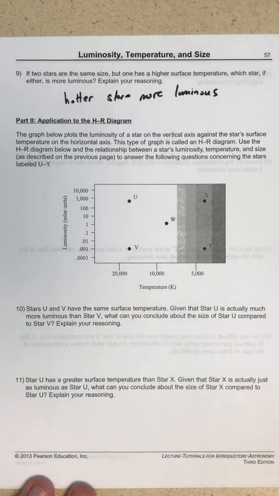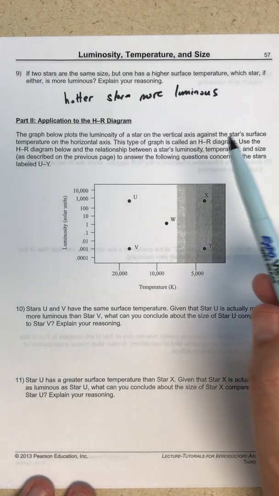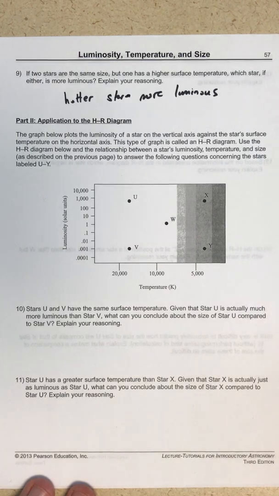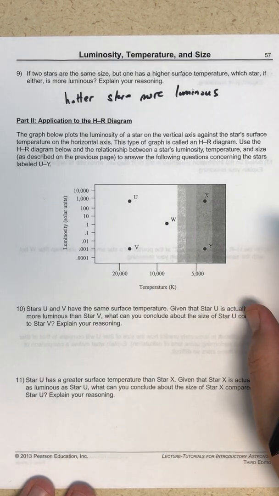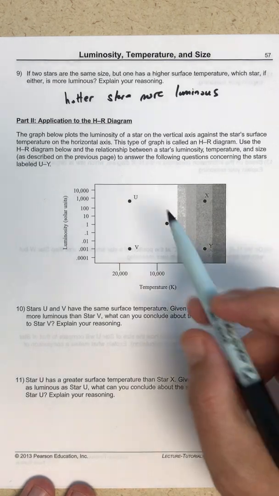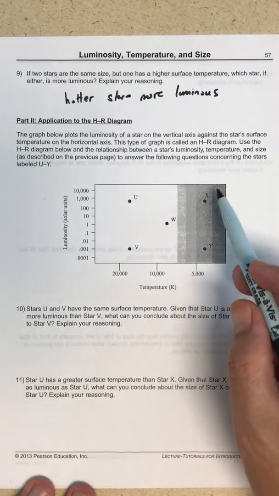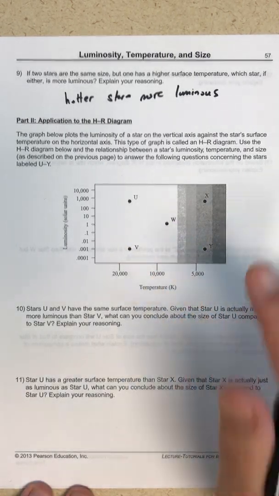All right, so this graph is called an HR diagram, the Hertzsprung-Russell diagram. Use the HR diagram below and the relationship between a star's luminosity, temperature, and size, as described on the previous page, to answer the following questions concerning the stars labeled U through Y. So U, V, W, X, Y.